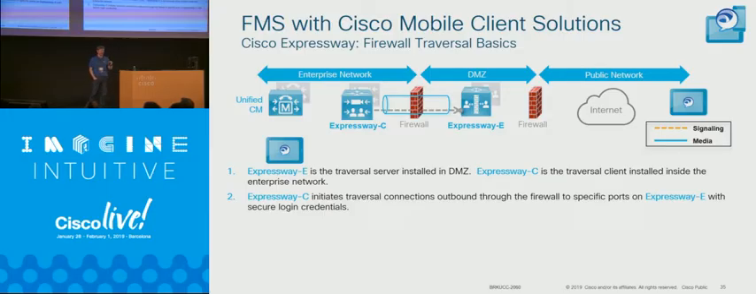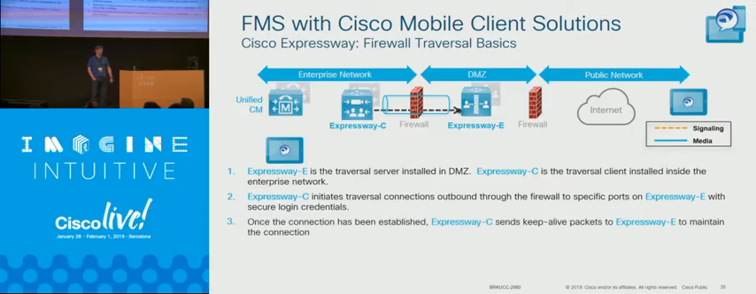So once they've established that connection, Expressway C is going to send a regular keep alive out that port to Expressway E to keep that connection open. At this point, we now have an outbound connection from Expressway C to Expressway E, and Expressway E is now listening out on the internet for any incoming requests, whether they be calls, presence, messaging, et cetera. We're now available and open to accept calls for those services.